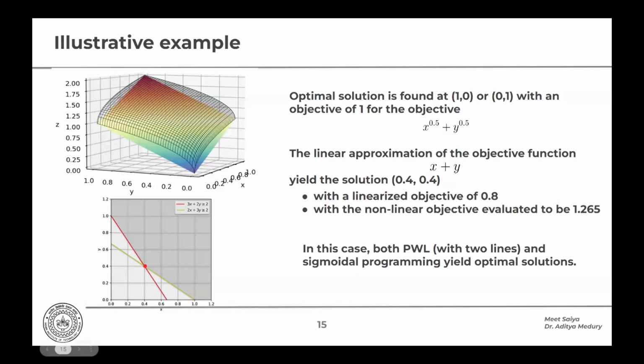The value is going to be 0.8. But if we account for economies of scale and substitute this, we can see that not only does the solution change from 0.4 to something else, but also the objective value changes. So in terms of our problem, the maintenance actions are also going to change, and the total cost of that is also going to change.